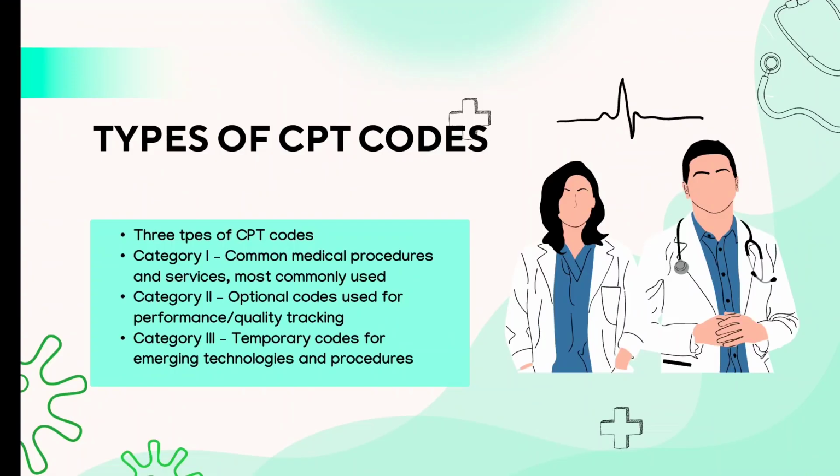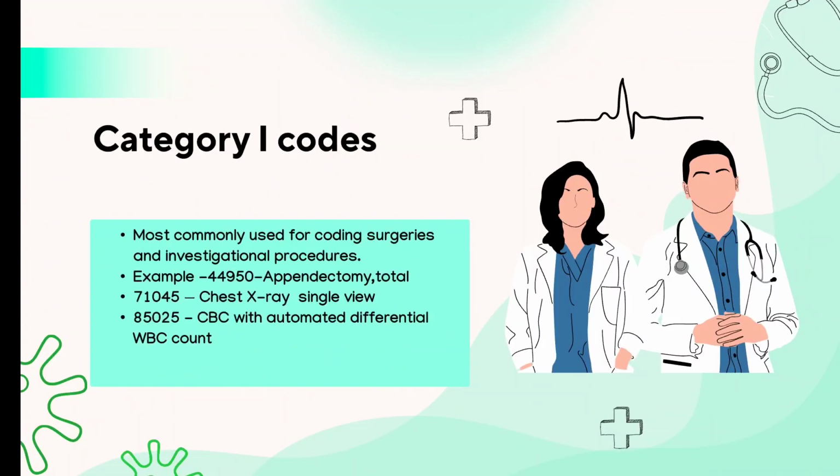Category 1 codes. Let's start with Category 1 codes. Category 1 codes represent established medical procedures, services, and diagnostic services that are commonly performed. These are the most commonly used CPT codes in medical billing and coding. Here are three examples. First example is 44950. This code represents an appendectomy or surgical removal of the appendix.